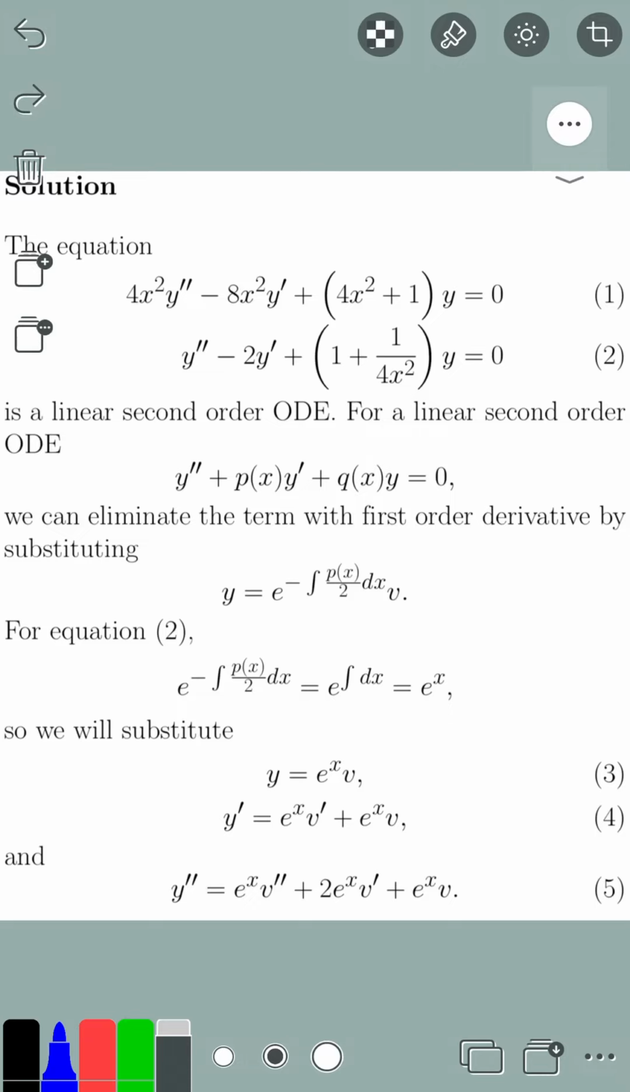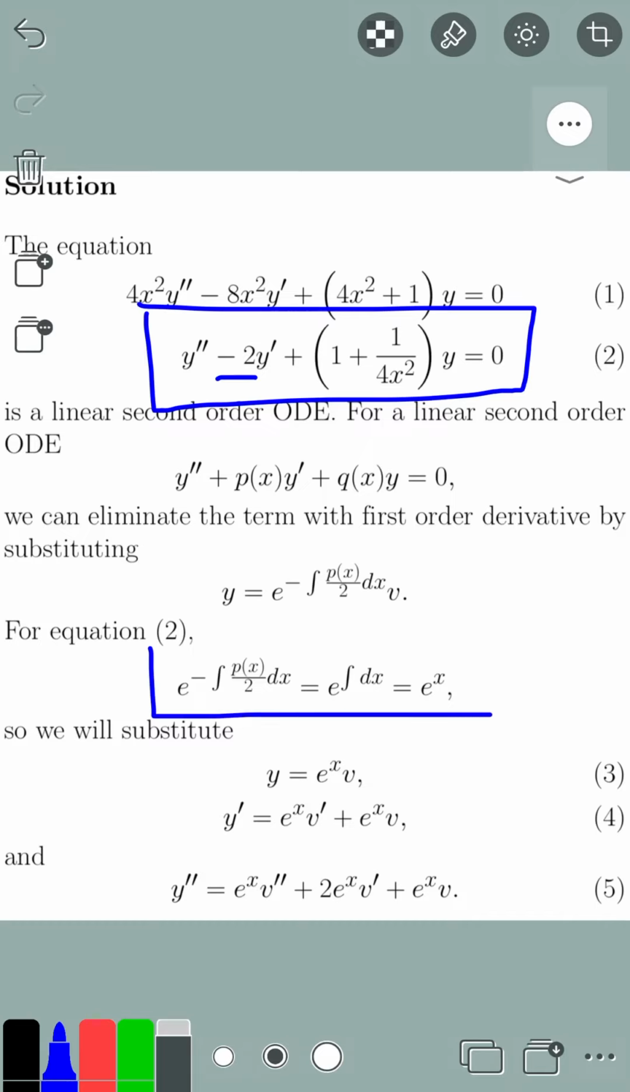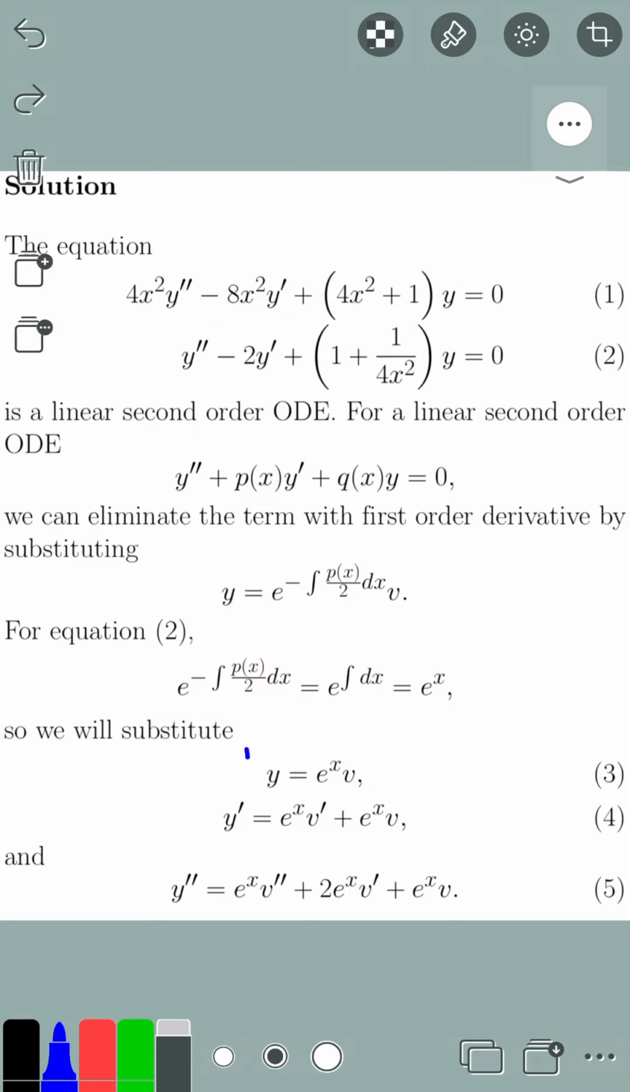For the equation that we're solving here, p is negative 2. So e to the integral of negative p over 2 is e to the integral of negative 2 over 2, so that's 1. So e to the integral of 1 dx is e to the x. And so we will substitute y is equal to e to the x times v.